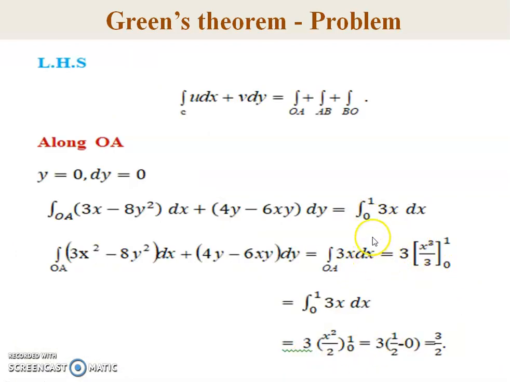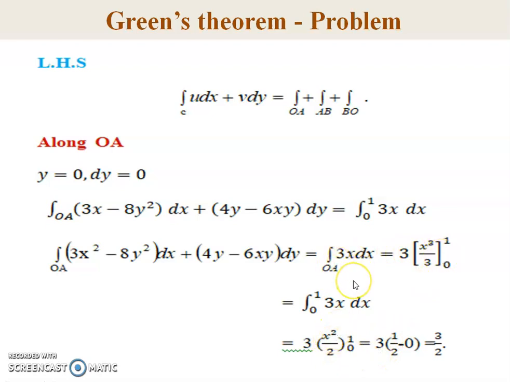Now integrate this. If you integrate 3x, we get 3x square by 2. Now apply the limit, it becomes 1 by 2, that is 3 by 2. So along OA, this is 3 by 2. If you integrate 3x, it becomes 3x square by 2.